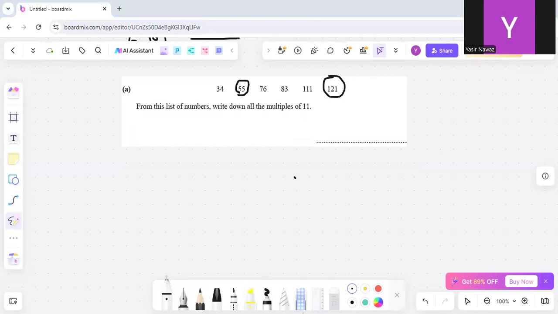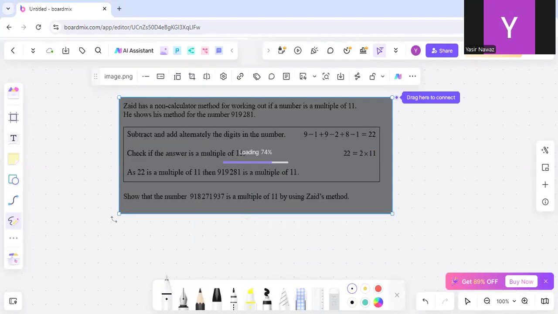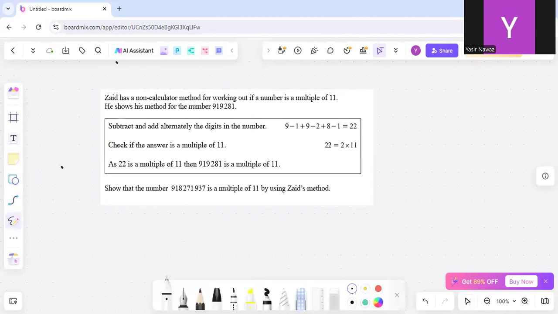Now the B part. Zaid has a non-calculator method for working out if a number is a multiple of 11. He shows his method for the number 9191281. Subtract and add alternately the digits in the number. So this is the way. The first digit comes first with a positive sign, then a minus sign.